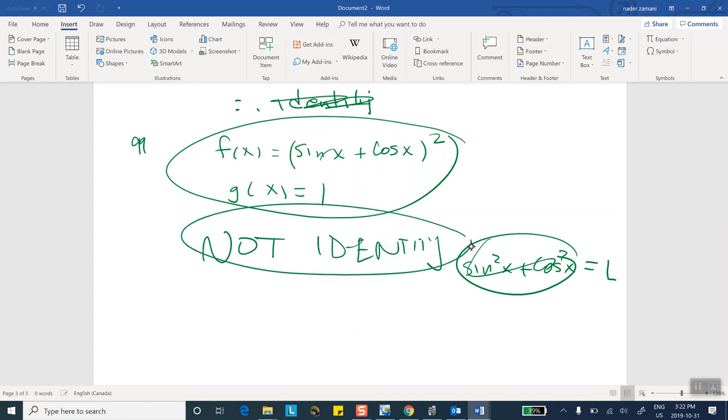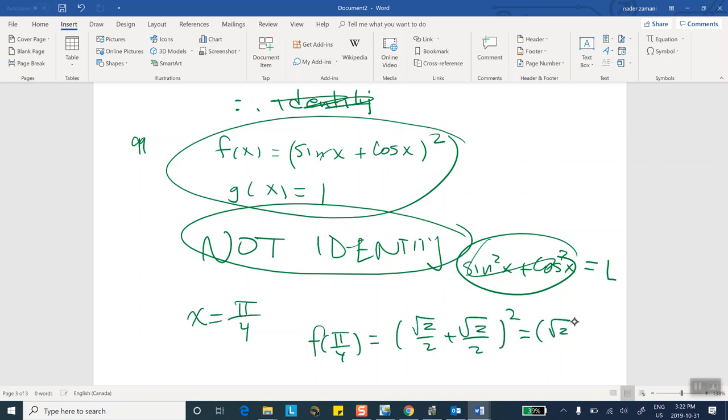In fact, if I didn't have my graphics calculator, all I need to do is to set x equal to, for example, maybe pi over 4. Okay, so f of pi over 4 is equal to root 2 over 2 plus root 2 over 2 quantity squared, which is root 2 quantity squared, which is 2. And you can see that this is definitely not equal to 1.